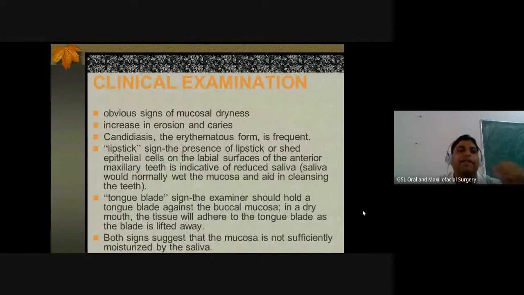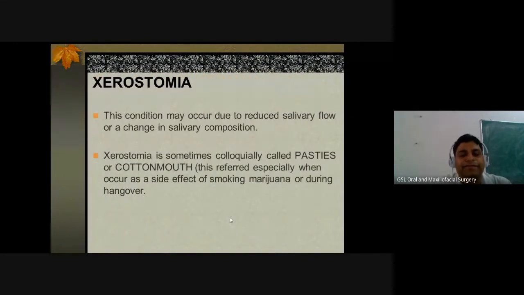Another examination is the tongue blade, where an examiner holds the tongue blade or a wooden stick against your buccal mucosa. If it is dry, the tongue blade is lifted away along with the mucosa. So these two show us there is not enough saliva. This condition, where there is a decreased amount of saliva or reduced salivary flow or change in salivary composition, is known as xerostomia.